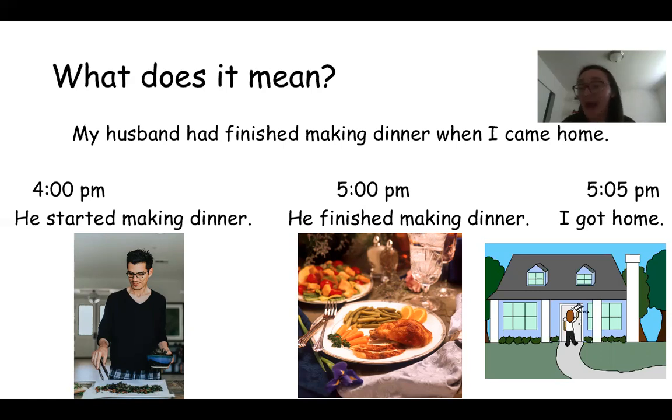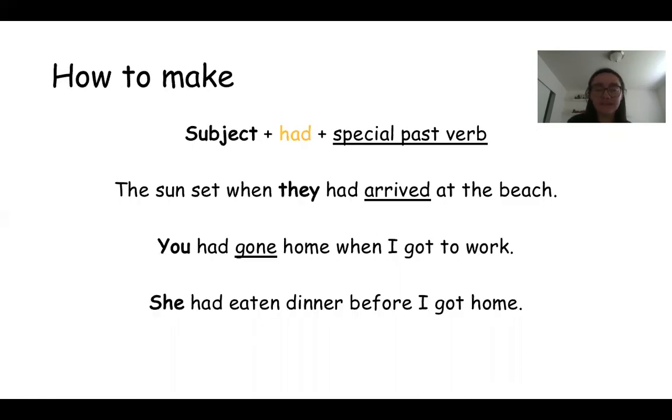My husband had finished making dinner, meaning this part happened first. And the reason it's important to use had, and the reason it lets us know that it happened first, instead of just saying that at the beginning of the sentence, is that sometimes our sentences can have the thing that happened second in the past come at the beginning of the sentence, like this one.